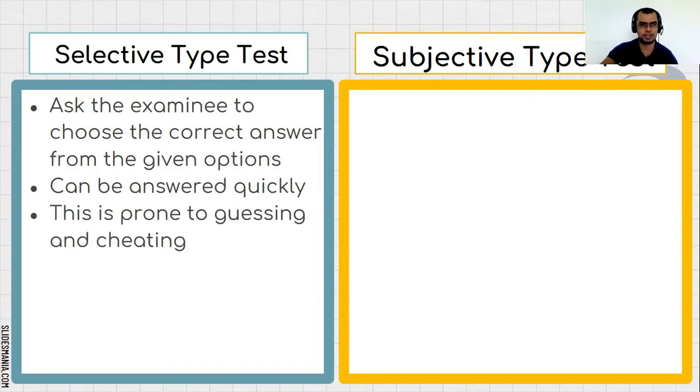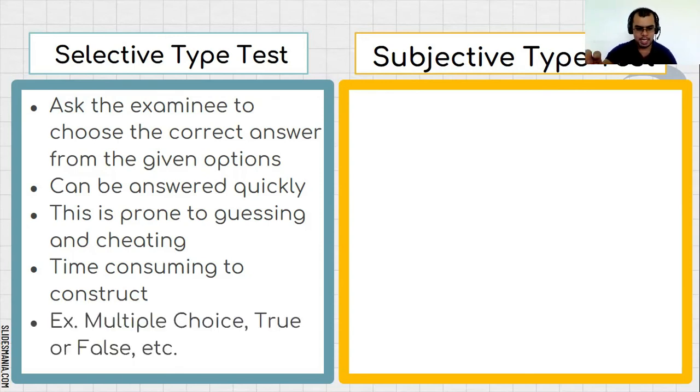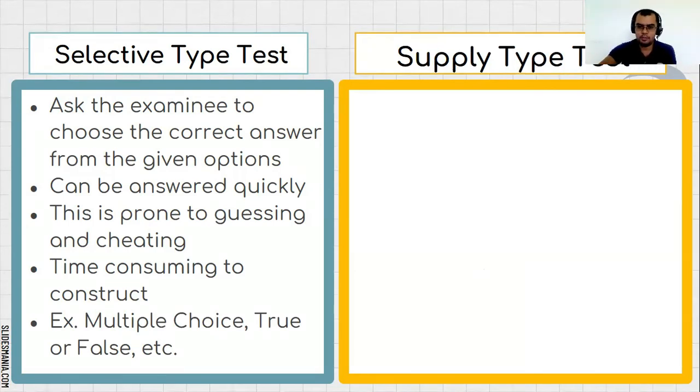And I have this strategy way back when I was still a kid, the bintot. I don't know if you're familiar with that. And this is time consuming to construct. As what I've told you, in multiple choice, there is 1 correct answer and you have to make 3 distractors, but these 3 distractors must be closely related to the correct answer. Examples for this are multiple choice, true or false. We also have matching type because there are options that students can choose.